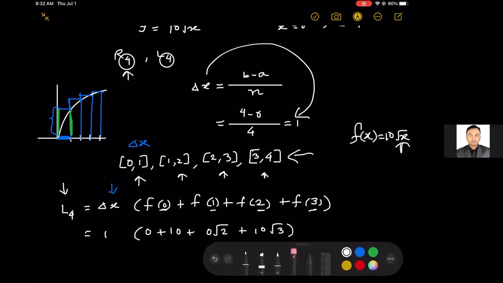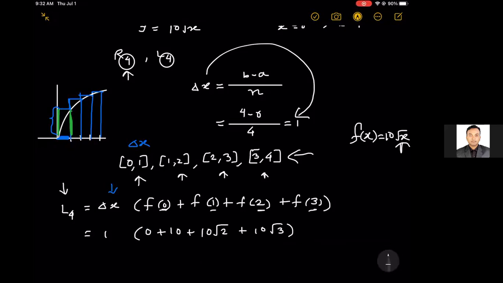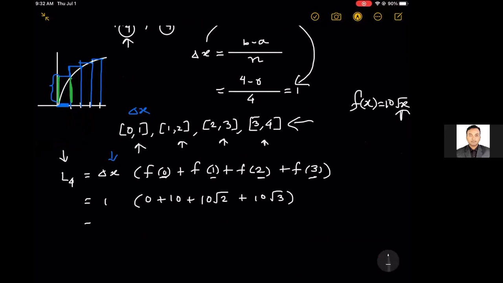Now all we need to do is to use our calculator, and we can write it up to 4 decimals, okay? So if I do that, let me use my calculator and see.